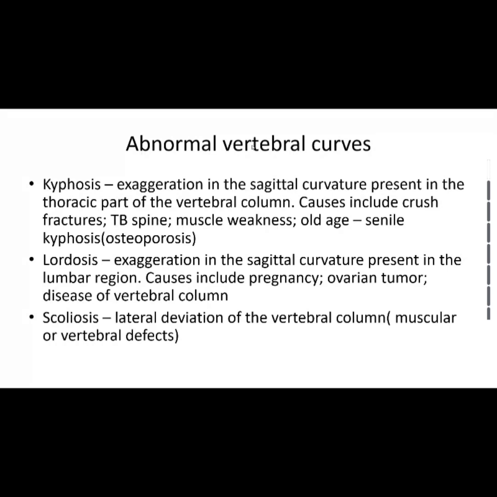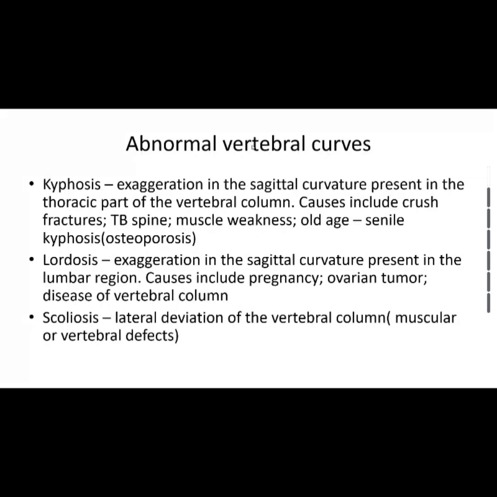And then lordosis is looking at the lumbar region, so exaggeration in the sagittal curvature present in the lumbar region. Causes include pregnancy, as we've already said. During pregnancy, that lumbar lordosis tends to be exaggerated. Ovarian tumor: if you have a tumor in the ovary, because it can be very big and heavy, it will almost have the same effect that a gravid or pregnant uterus will have.